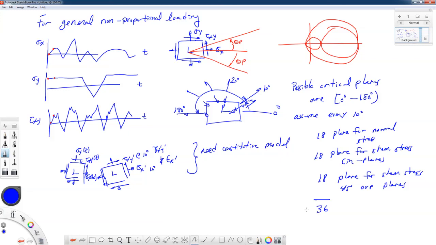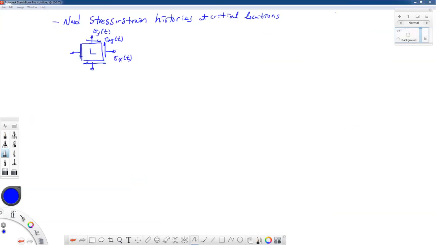All right, so let's give kind of an overview, in a flowchart sort of way, of what you might need to implement a critical plane fatigue damage model. All right, so the first thing we need is to identify a place that we're interested in doing this calculation at. And even that itself can be a process. But suppose we have that and we know the stress state and how it changes as a function of time.